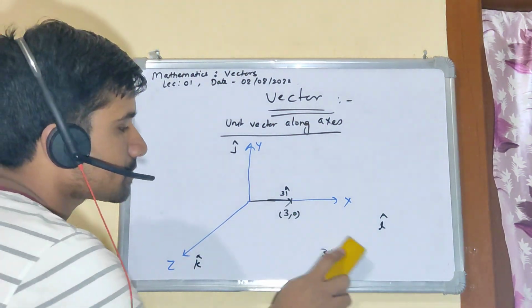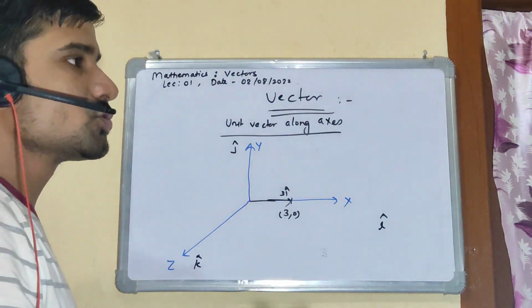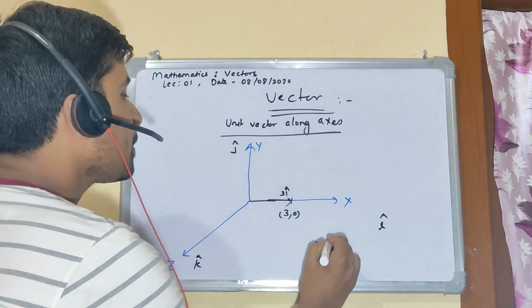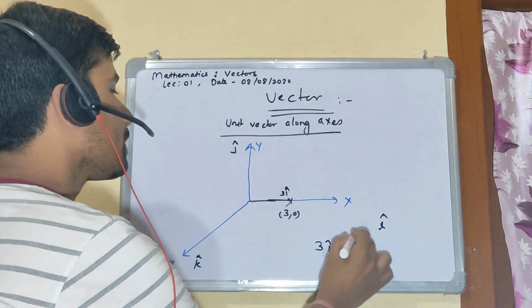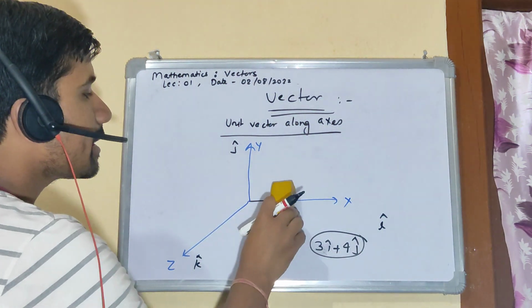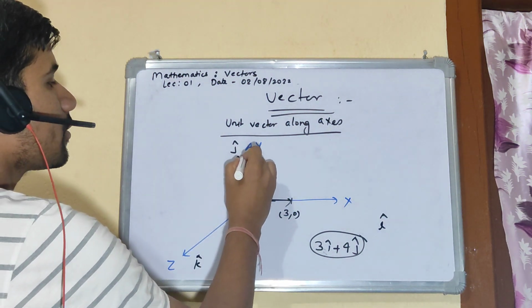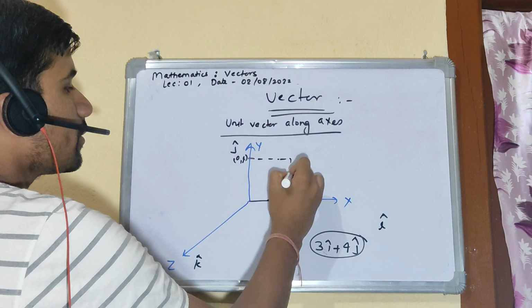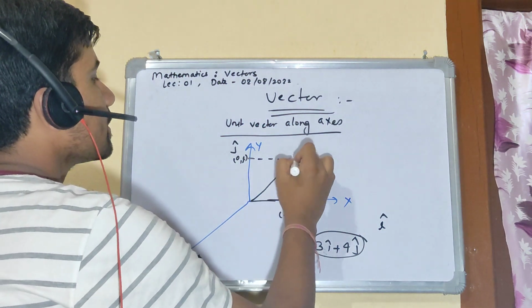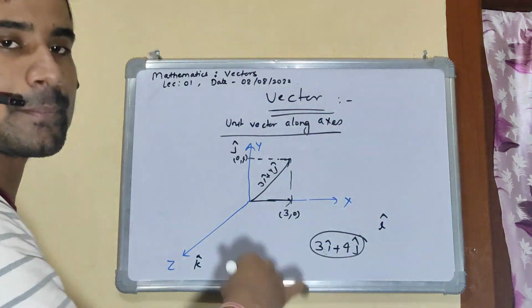Okay. Now let's say the vector is 3 I cap plus 4 j cap, right? Now how will the vector look? 3, 0 will come here, 0, 4 will come somewhere around here. So the vector will look like this. This is 3 I cap plus 4 j cap. It is lying in the xy plane, right?